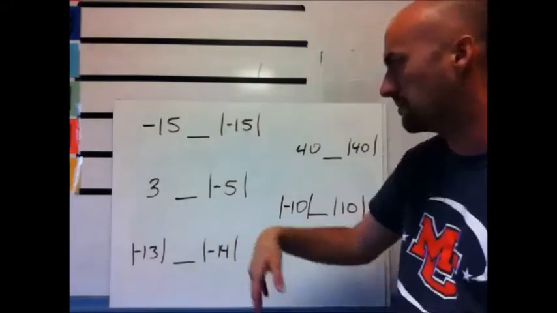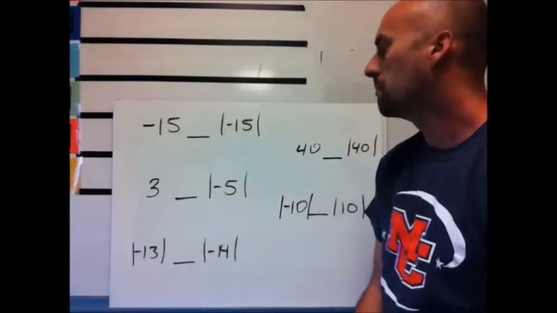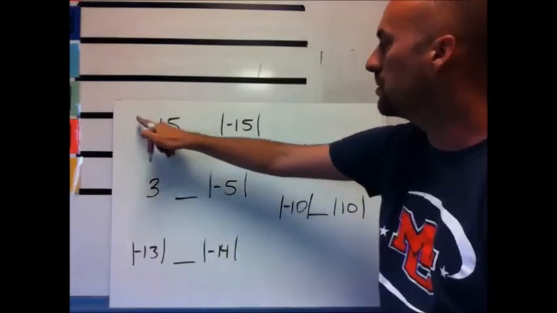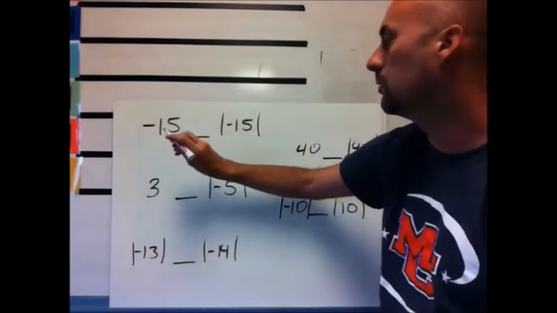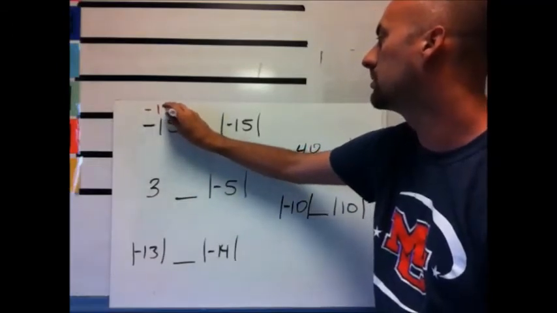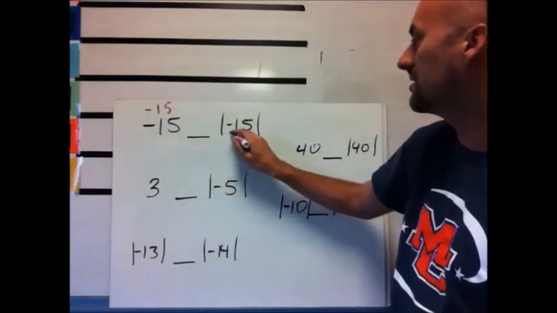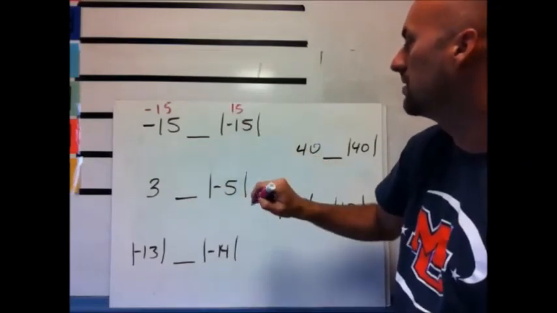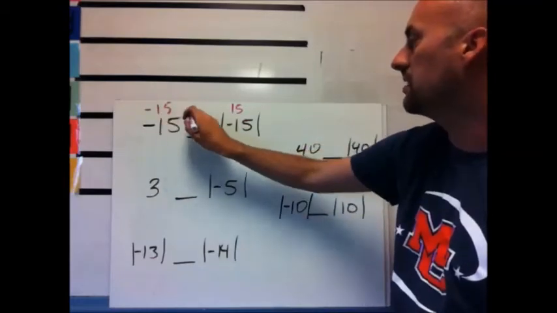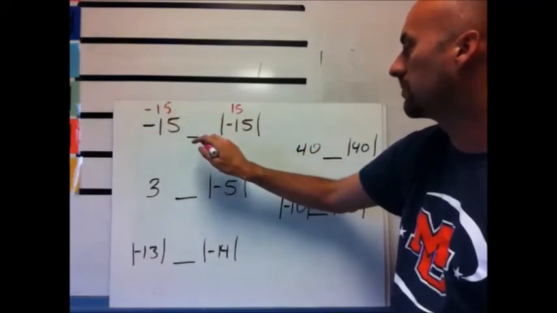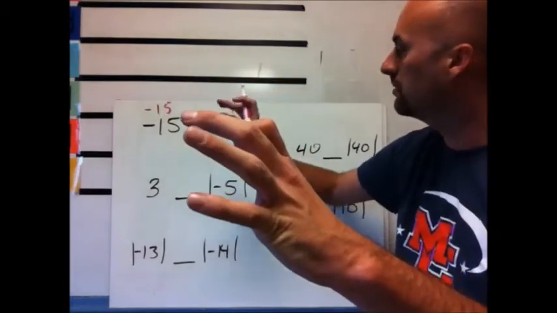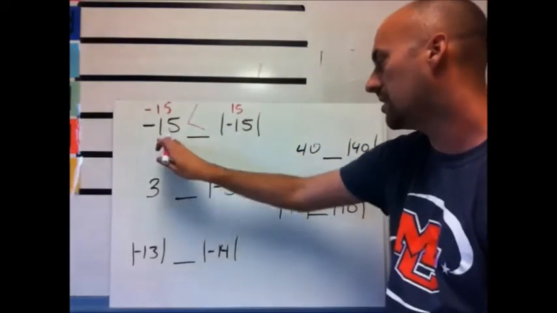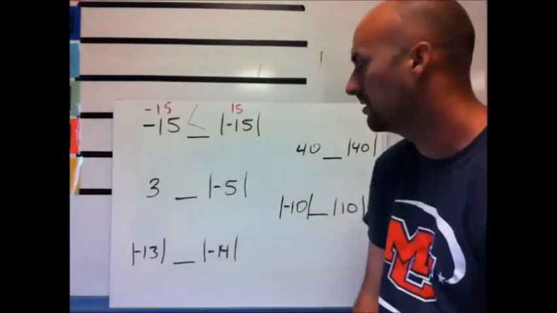All right, so let's just compare some absolute values here. Now, remember, absolute value, always positive. Well, here is -15. But notice there are no absolute value signs. So the value of this is still -15. This says the absolute value of -15. Absolute value is always positive, so that value is actually 15. Now I have to decide, is -15 less than or greater than? -15 is to the left of 0, 15 is to the right of 0, so this is less than. -15 is less than the absolute value of -15.